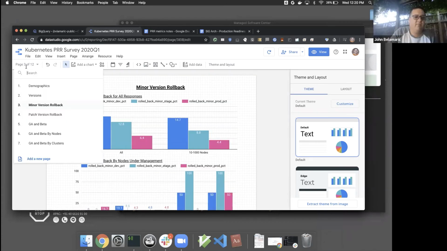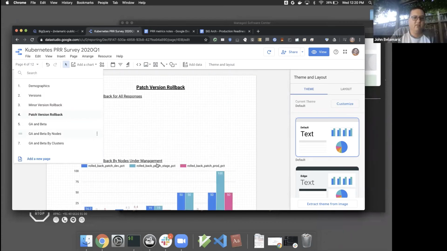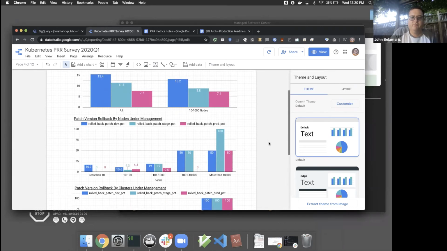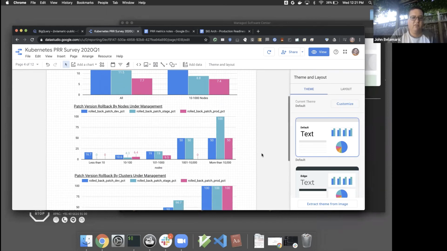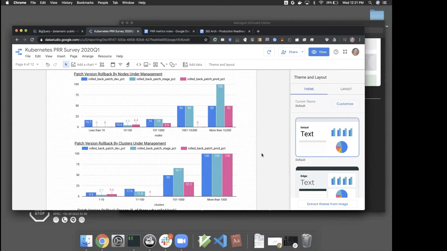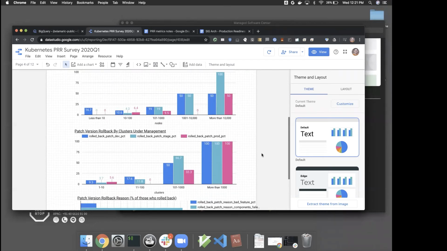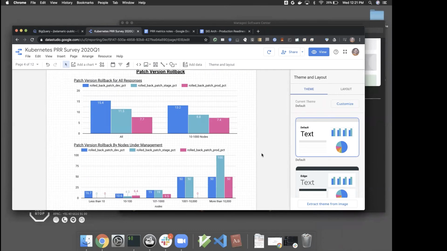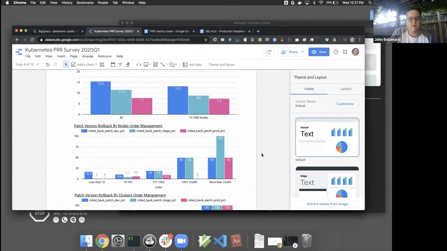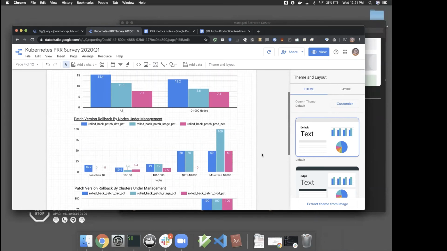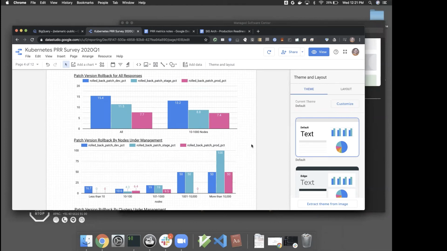All right, then for patch versions, very similar pattern of the data. Are you surprised that it appears more people have rolled back patch versions than minor versions? Do you think it's more? I didn't. Sorry, I saw 9.5. I see. It's a percentage of the number of people who answered the question.